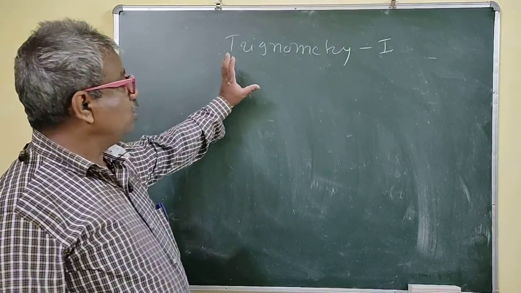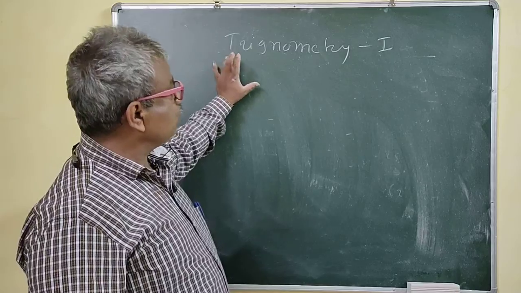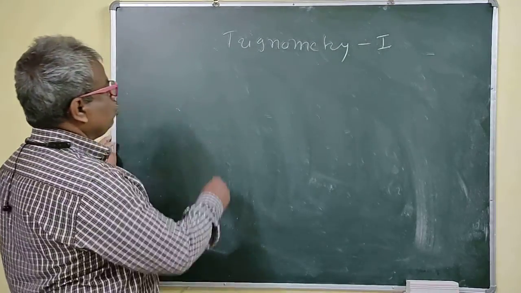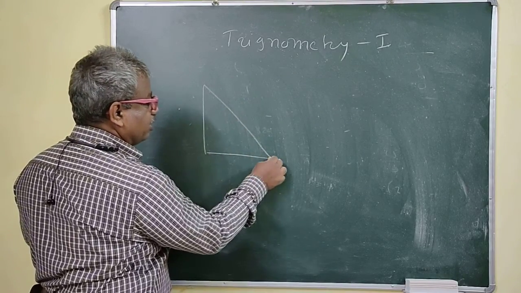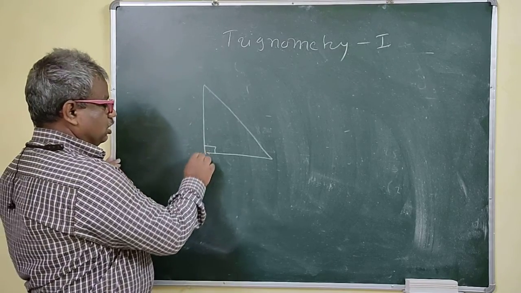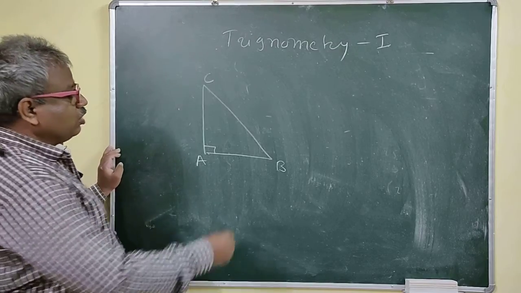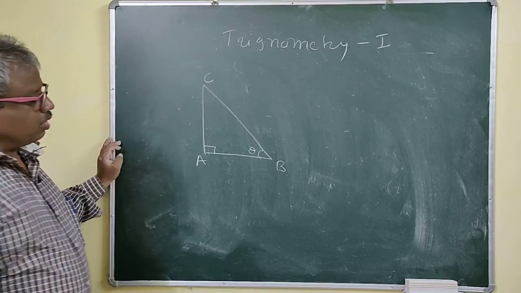So we will go to the second chapter of this mathematics paper first. That is trigonometry. So you are familiar with this. This is a right angle triangle. Suppose this is A, this is B, this is C. And suppose this angle is theta now.